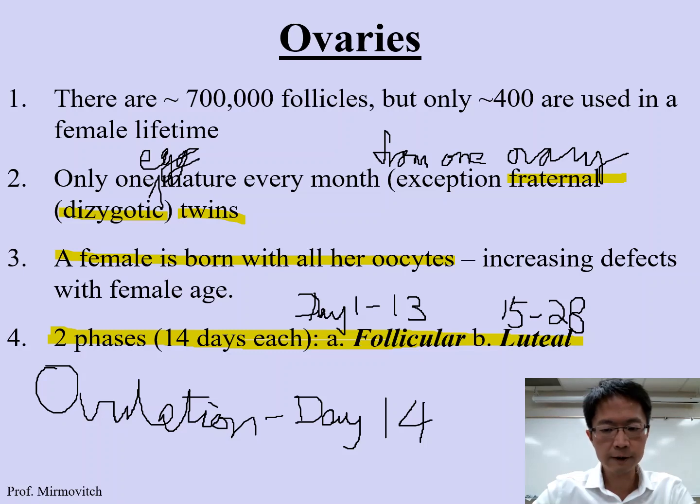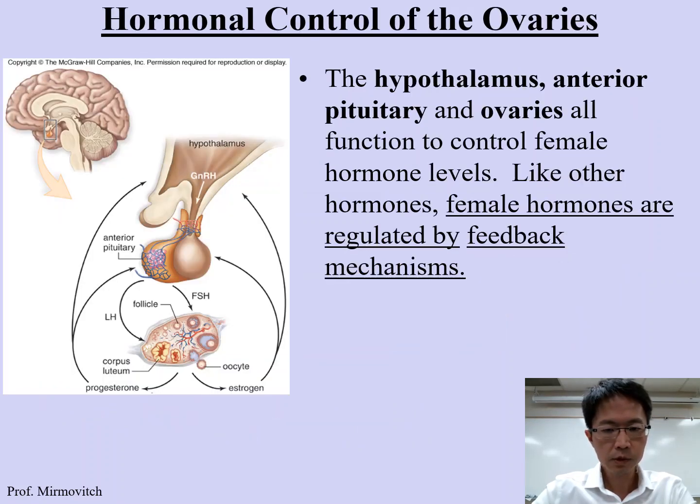Ovarian cycle. Okay. So I talk about the endocrine pathway for the reproductive hormone. Remember I told you that hypothalamus, anterior pituitary, and ovary, and yes, they have negative feedback. So let's take a look here.